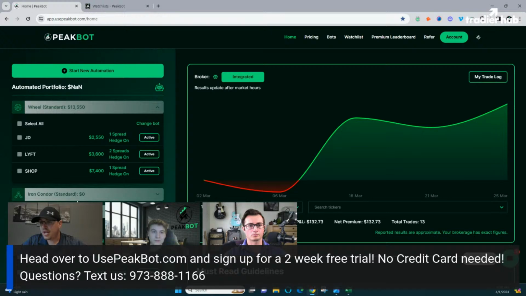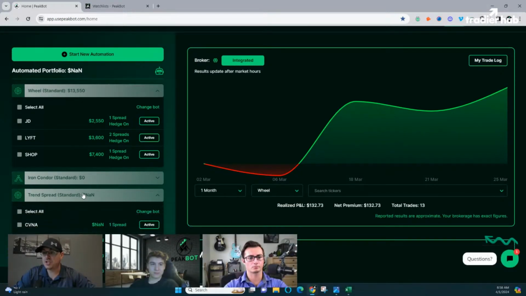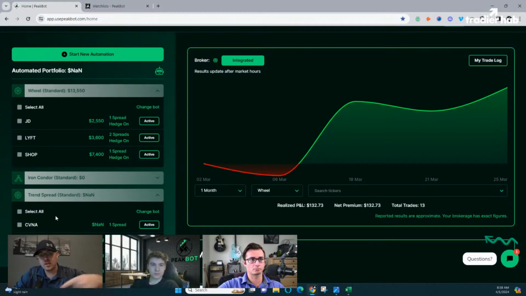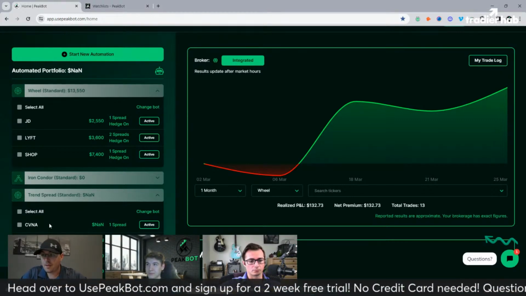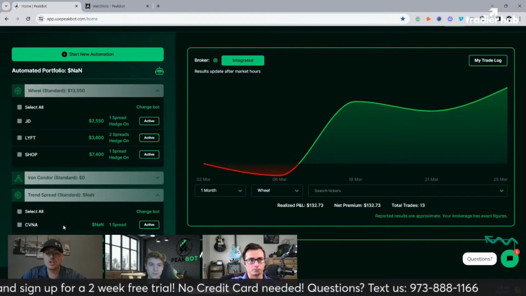For trend spread, I have not taken a look at my trend spread selections just yet. I am in active contracts on all 4 of these, because they roll every week. So I have 4, I believe, put credit spreads just based on the trend for all of these this week.